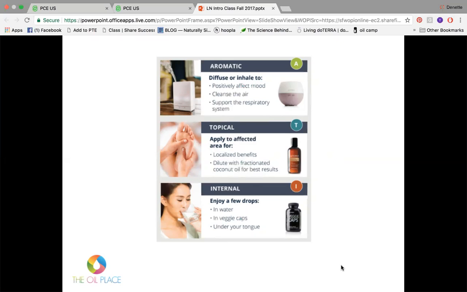The second way that you can use doTERRA certified pure therapeutic grade essential oils is topical. You can apply to affected area for localized benefits, dilute with fractionated coconut oil for best results. The bottoms of the feet is a great place to start introducing oils, especially to babies and young children. If maybe the smell is a little overpowering for them, apply the oils with some fractionated coconut oil to the bottom of the feet and pop some socks on.